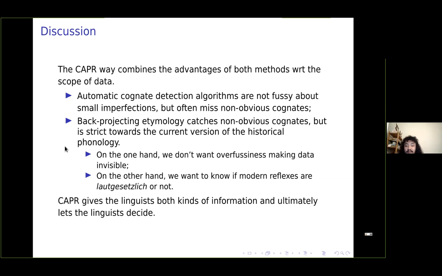So on the one hand, we don't want this overfuzziness making data invisible. But on the other hand, we do want to know if modern reflexes are lautgesetzlich or not. So the CAPR way, by putting the human linguist in the center of this approach, provides both kinds of information. It gives the kind of information that the algorithms give, and also the kind of information that back projection, a really strict, rigorous etymological method, gives. And then it lets you decide what to do with it.